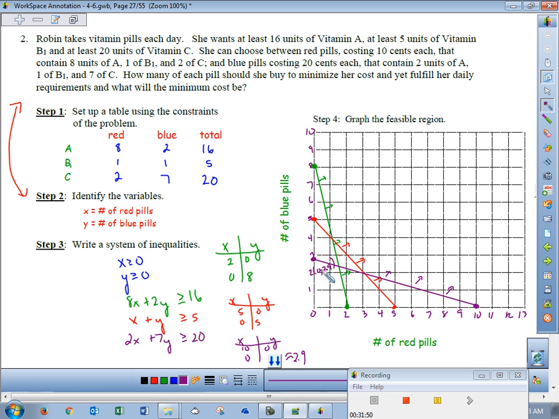And that guy's shaded above. So now, once we've got that all made, let's graph our feasible region. And you don't need to highlight this, in my opinion. You can if you want to. You can just shade it with your pencil, you know.